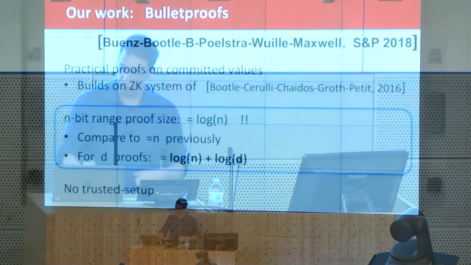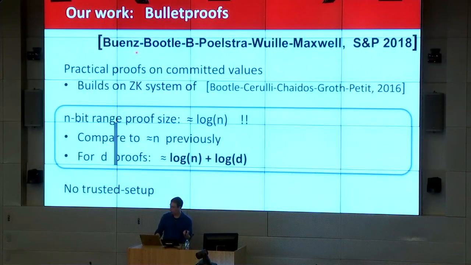Okay, so let me show you what we did. Our work is what's called bulletproofs. Bulletproofs is a new way to do range proofs and other things. This is joint work with my student, Benedikt Bünz, Jonathan Bootle, who is in London, and then Andrew Poelstra, Pieter Wuille, and Greg Maxwell, who are at Blockstream and are commercializing all of this.